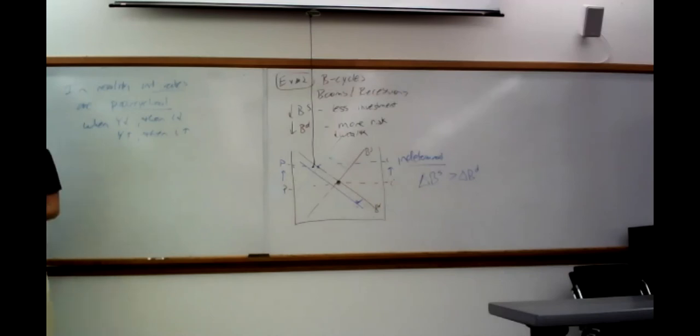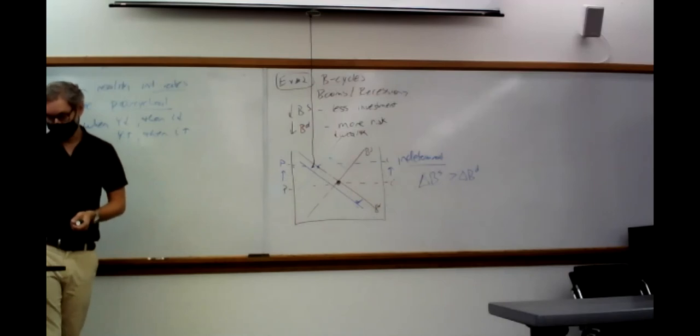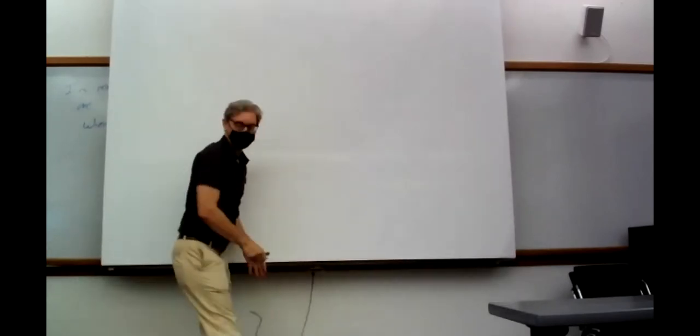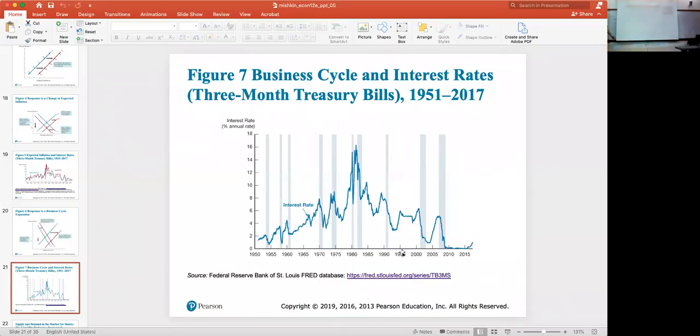And so time and time again, we observe this relationship, that interest rates are pro-cyclical. I can just show you. This is figure 7. Okay, a little hard to see, but here we have interest rates, right? The blue line is interest rates. And then these shaded areas are recessions. And notice what happens during recessions. During recessions, interest rates go down, right? This is a pretty strong relationship.